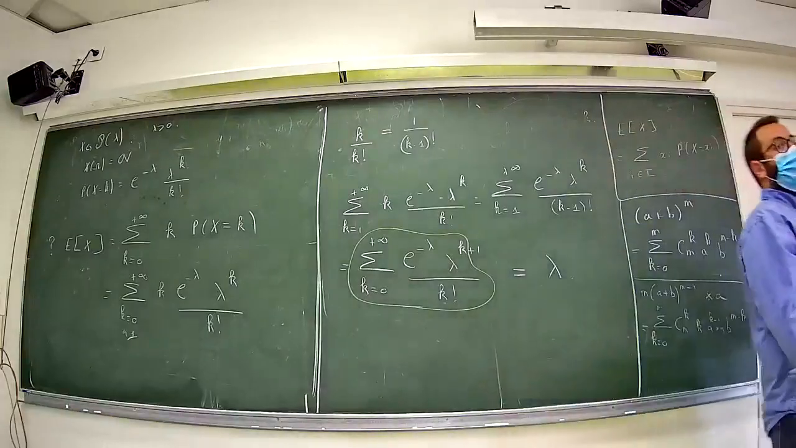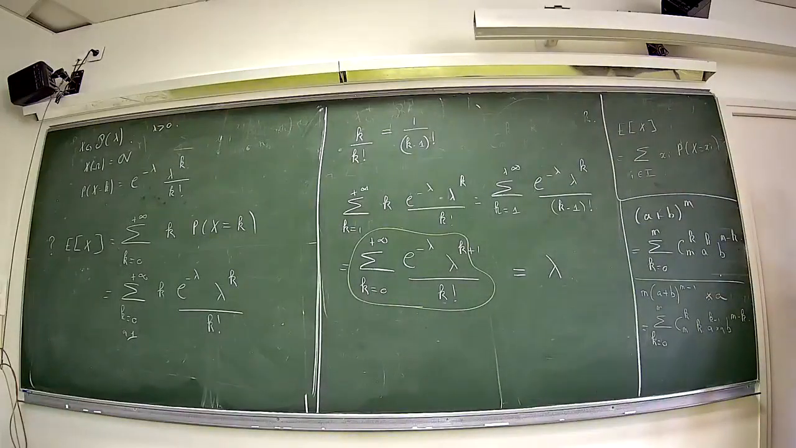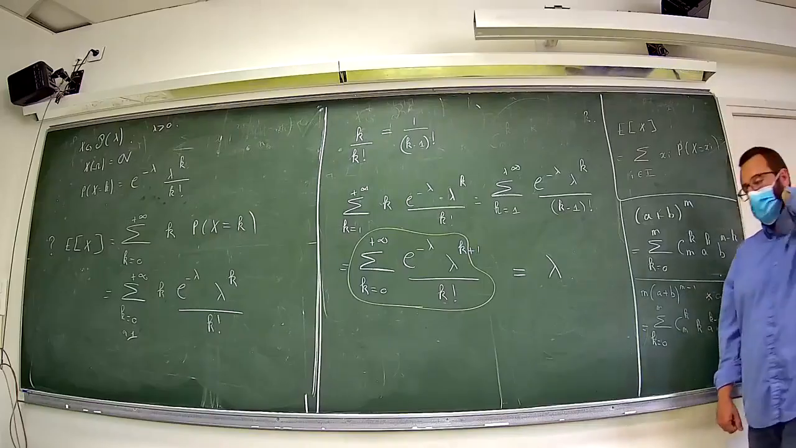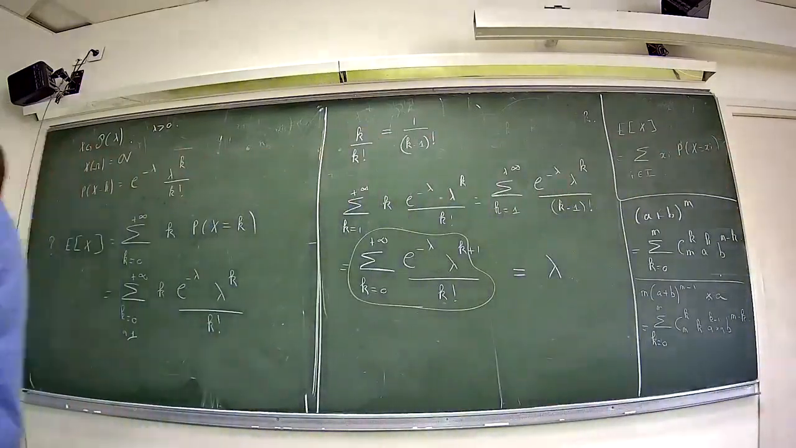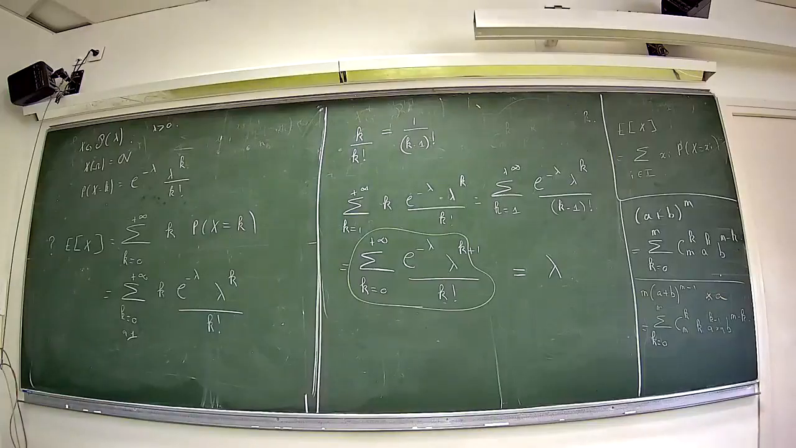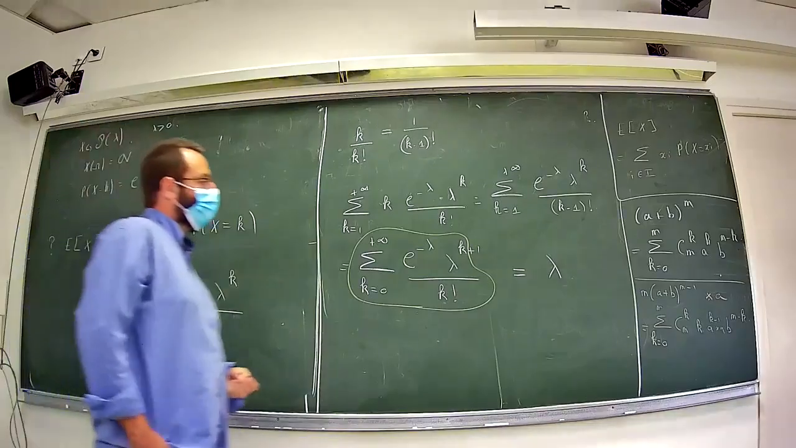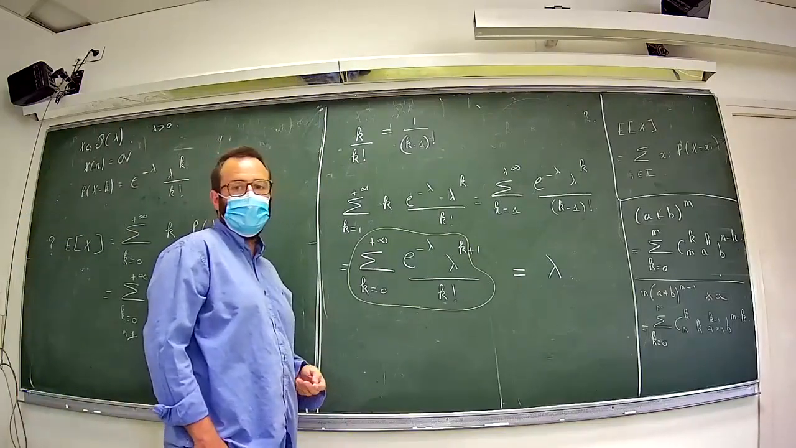So once again, the expectation of a Poisson of parameter lambda is lambda. Something very, very easy to keep in mind. The expectation of a Poisson of parameter lambda is simply lambda. Okay?